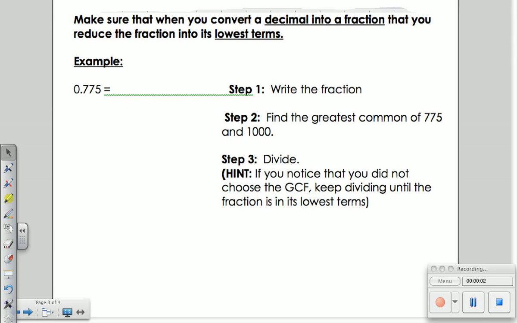Okay, this is how to convert a decimal. So if I give you something like this and I say I would like you to change this into a fraction, okay? Being able to read decimals here is crucial. So here I have 0.775, but if you read it the correct way, it is really 775 thousandths.